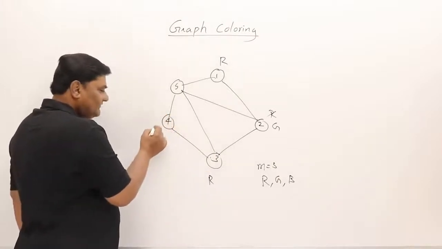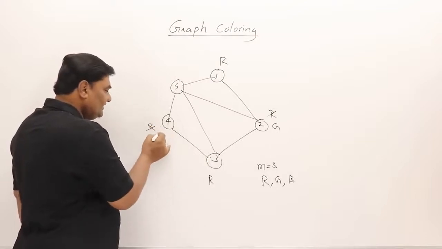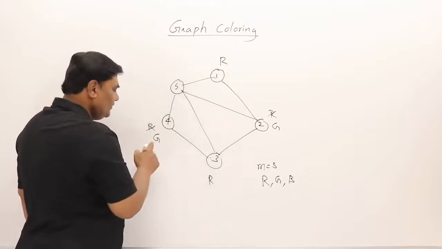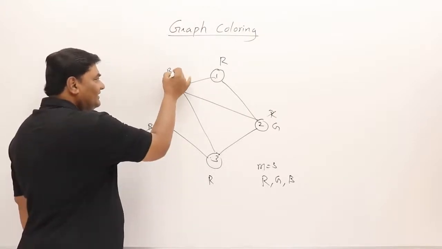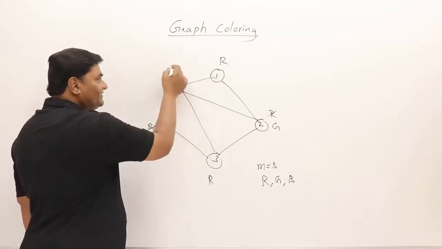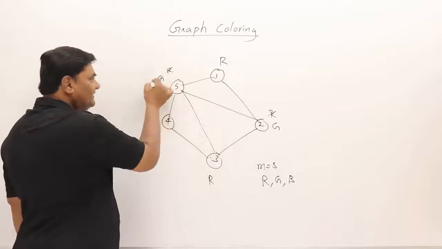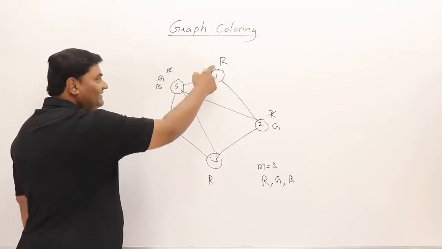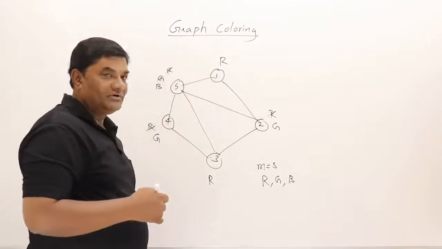Then vertex 4. Can I give red color? This is adjacent to this one. No. Can I give green color? Is it adjacent? No. I can take this color. Then here. Can I give red color? No. This is adjacent to this one. Can I give green color? This is adjacent to this, so I cannot take green color. Can I take blue color? Yes. This is not green, this is not. So it's different from all 3. So I can take blue color.